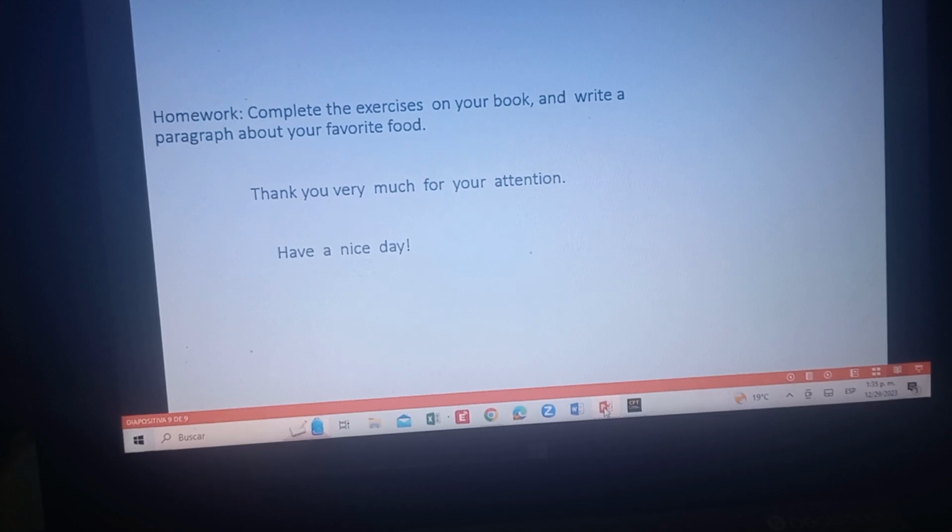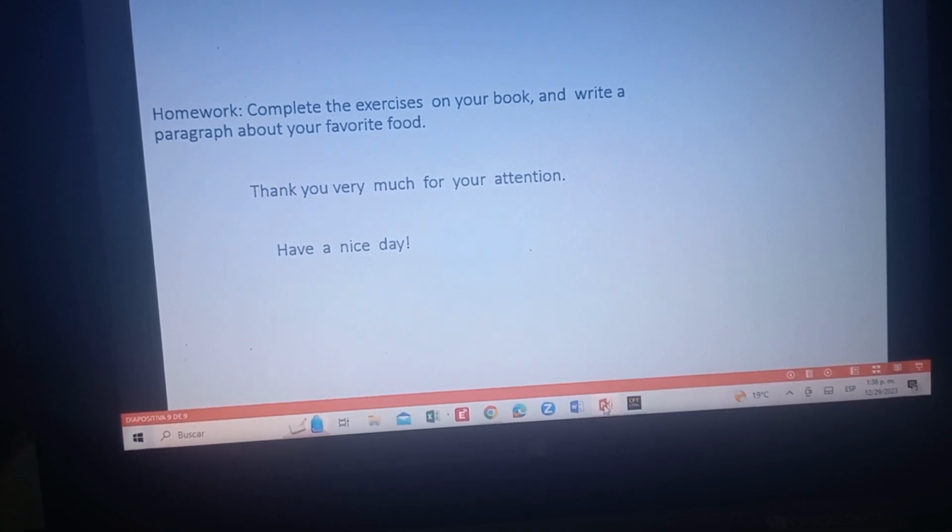Homework: complete exercises and write a paragraph about your favorite food.